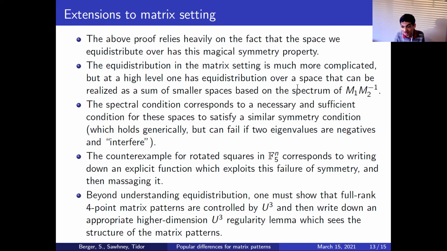And just in terms of the other technical things that you need to do, although certainly this spectral condition and understanding this space decomposition are the most important part in terms of interest, one has to show that 4-point matrix patterns are controlled by U3 in order to apply the techniques of arithmetic regularity to begin with. And as it turns out, as long as you have full rank patterns with R equals K, with ambient and affine dimension equal, and they're sufficiently generic, then one can actually apply this Gowers-Cauchy-Schwarz argument. And one also has to write down an appropriate generalized regularity lemma.